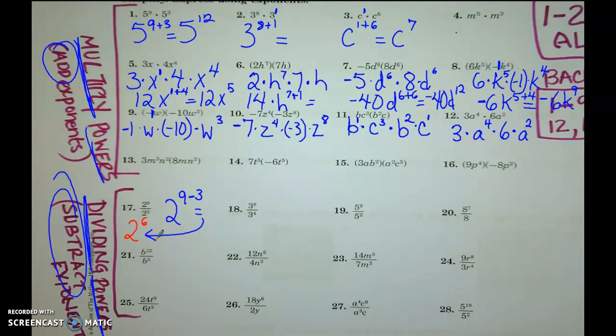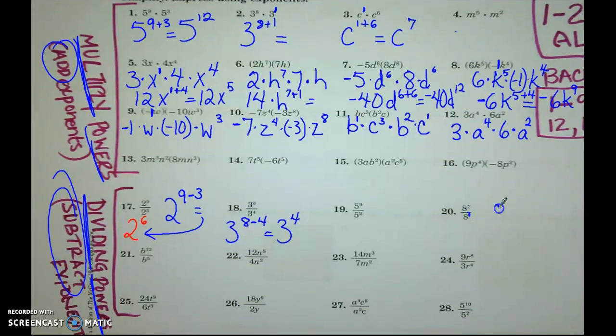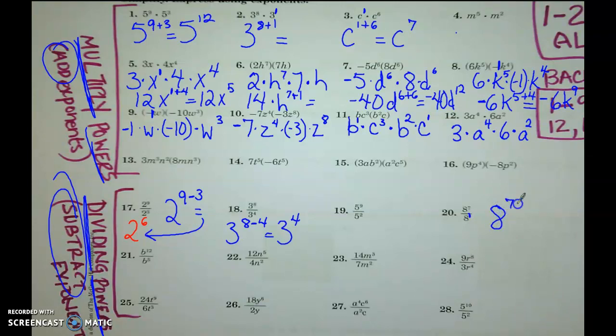Okay, so using our rule, that's going to end up being 3 to the 8th minus 4. So that leaves us with 3 to the 4th. Okay, go ahead and do 19 on your own. Number 20. Okay, remember when we don't see an exponent, we know it's 1. So that is 8 to the 7th minus 1. Okay, and so that will give you your final answer there.